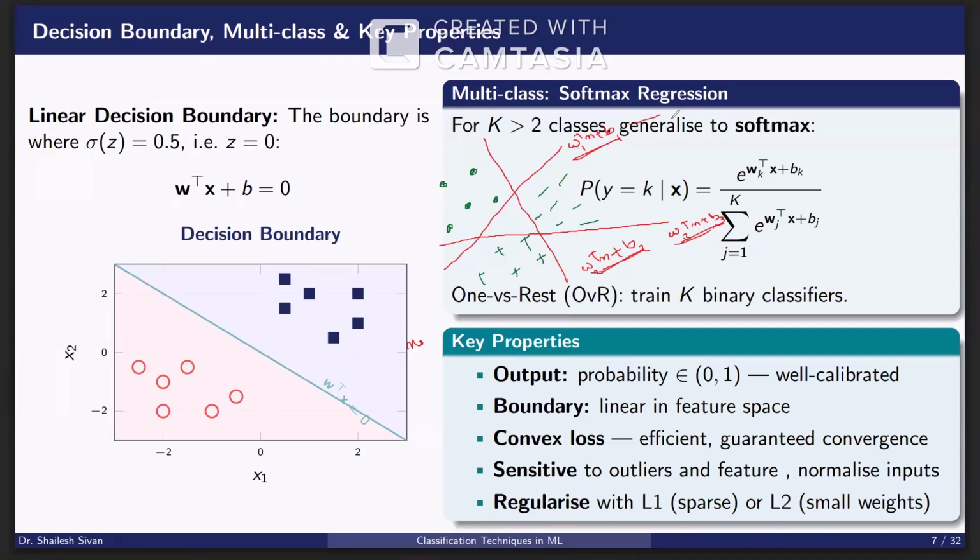Suppose on this one we get 0.5, on this one we get 0.7, and this one gives 0.9. Right? So what will we choose? That x belongs to this particular class, the one with 0.9, and the others have lower probability. So we will consider that sample belongs to this class.